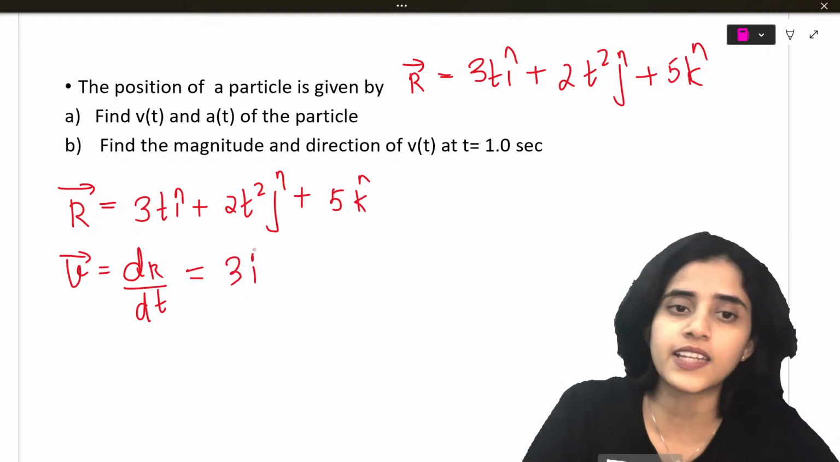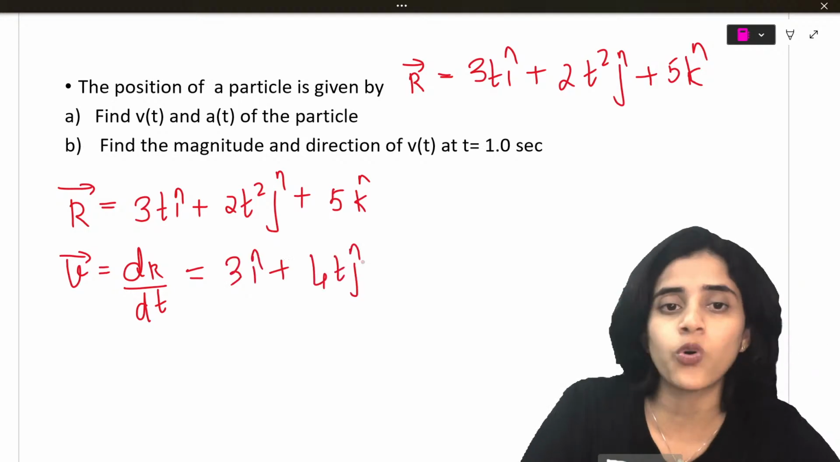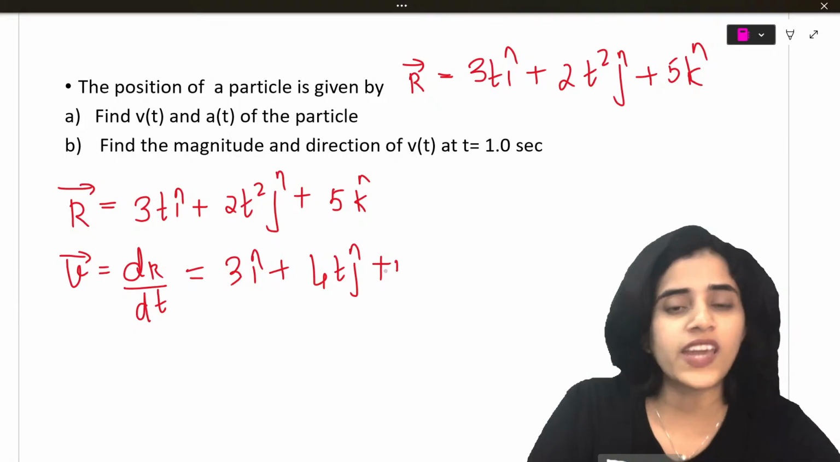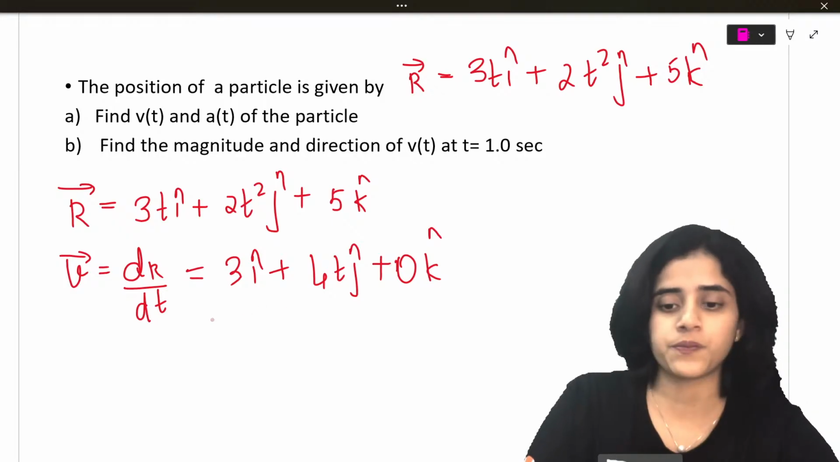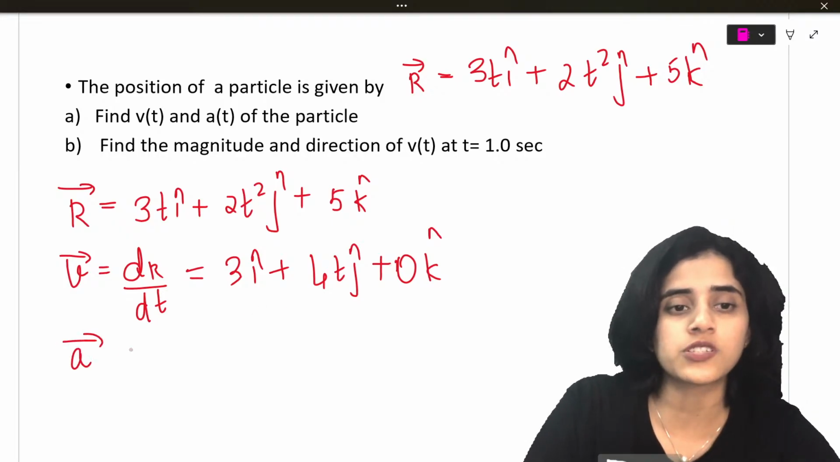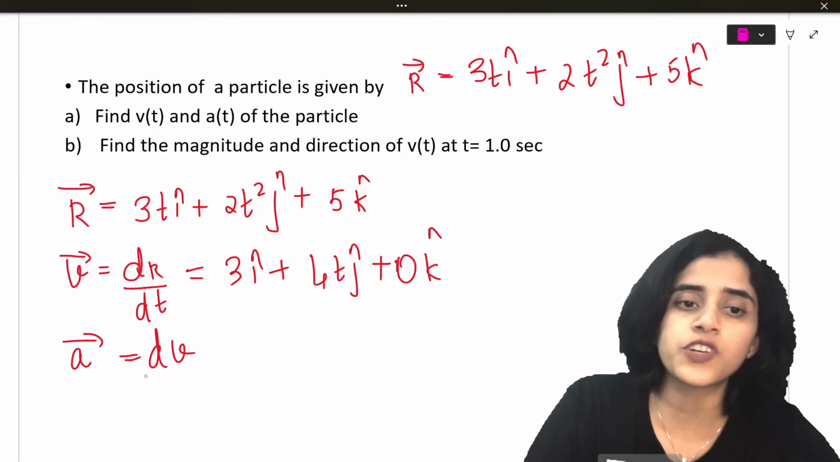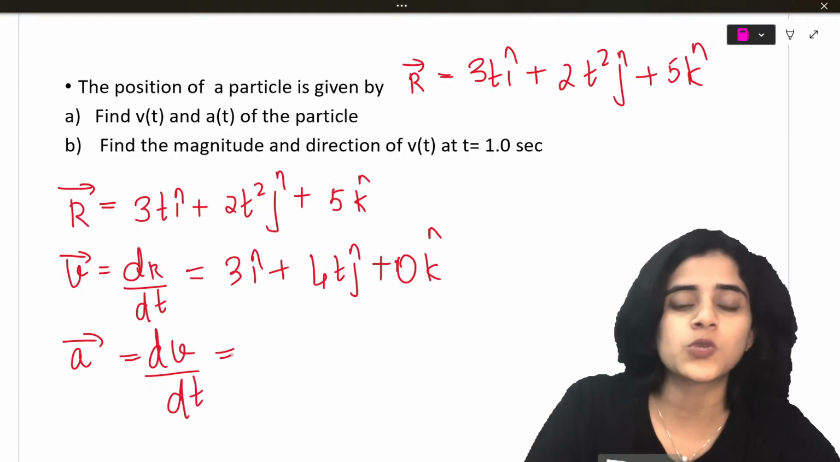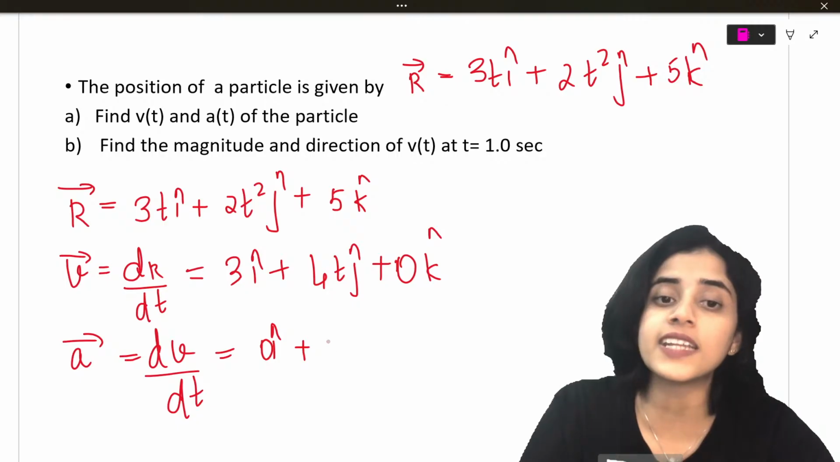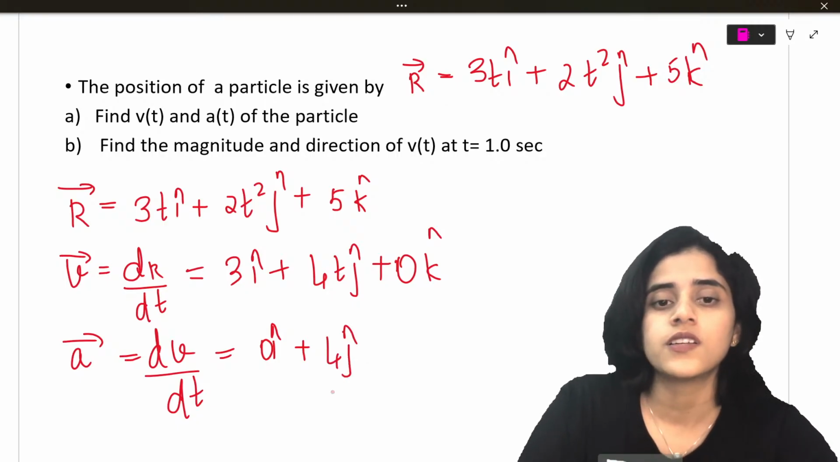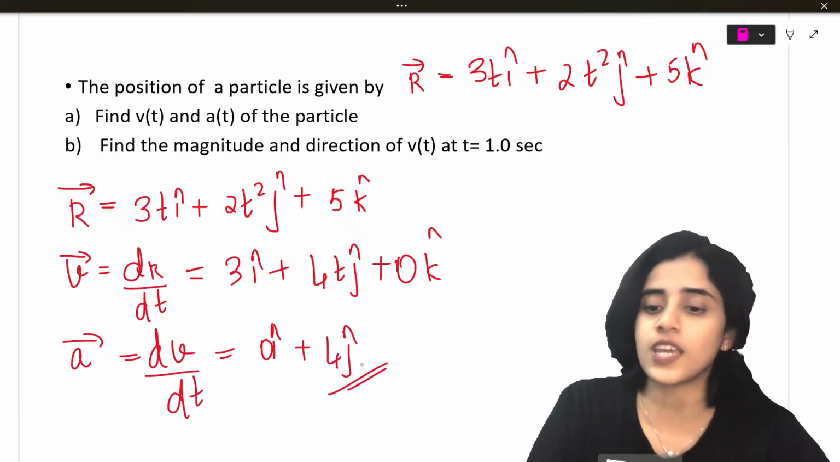3i cap plus 2t square is 4t j cap plus 5, the differential of a constant is 0, so 0 k cap. Now how do I find acceleration? Acceleration is the differential of velocity. So what is the differential of 3? 0 plus 4t will be 4. So this will be 4 j cap.